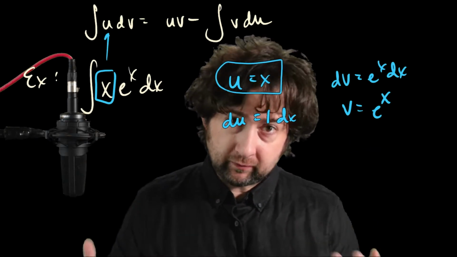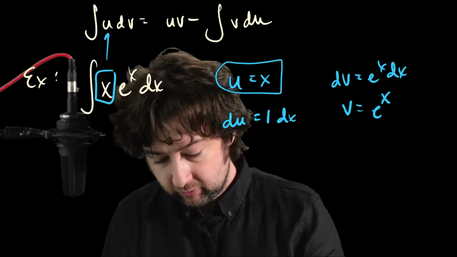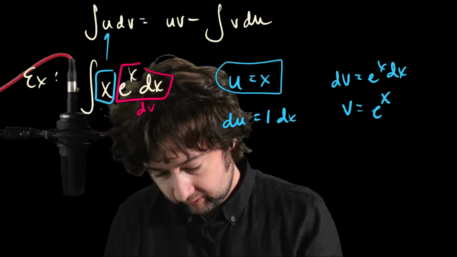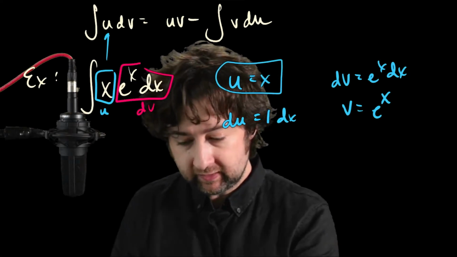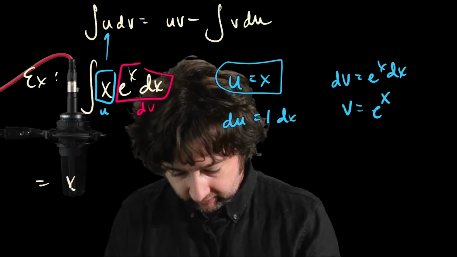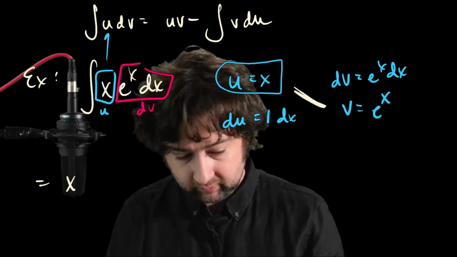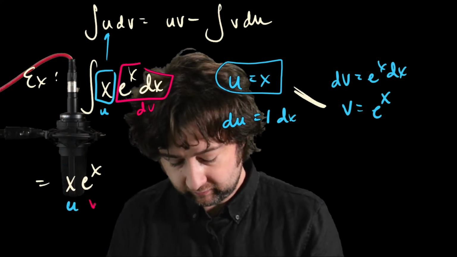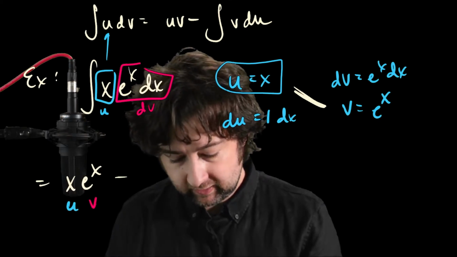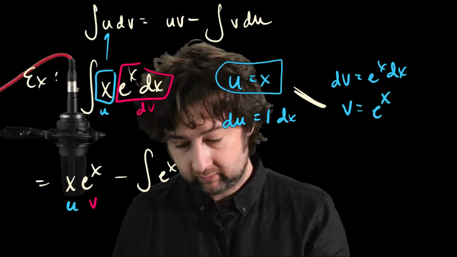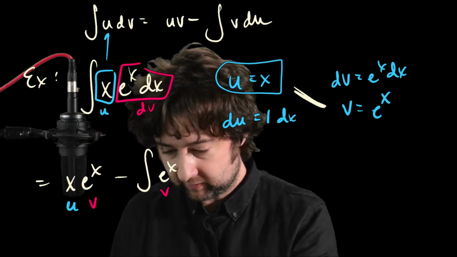So how do we use the formula? Well, if this is u and this is dv, then I can replace that integral with the u, which was x, times v, which was e to the x. So this is u times v, minus the integral of v times du.